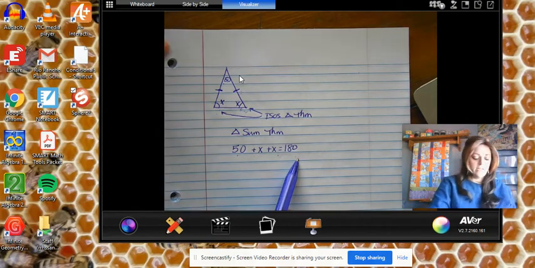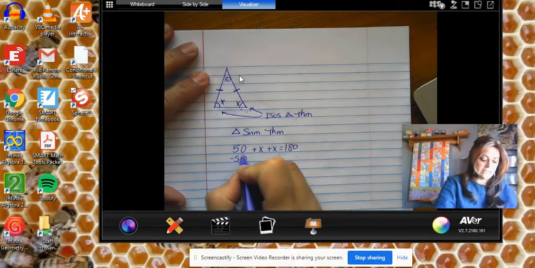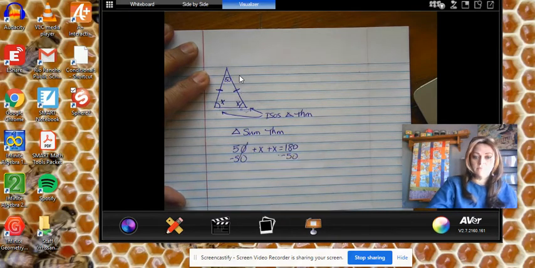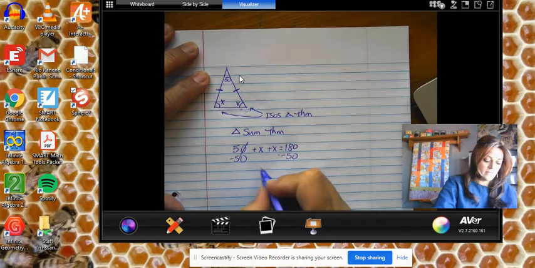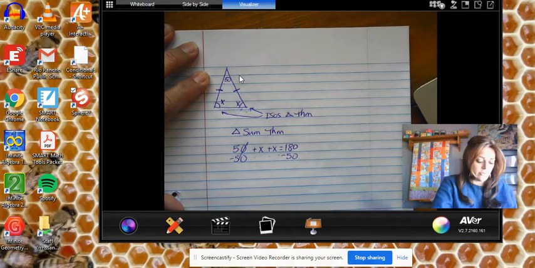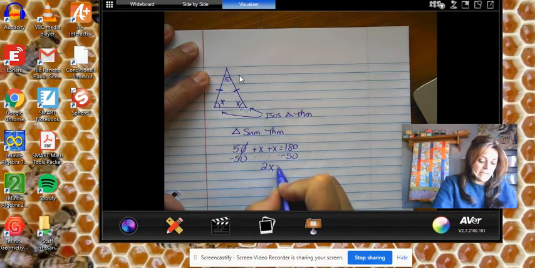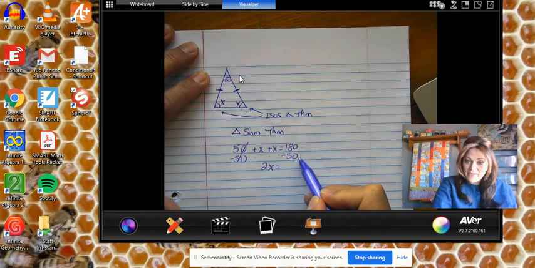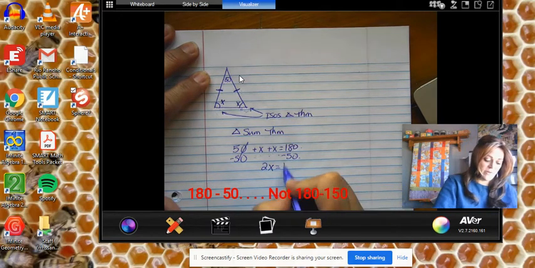All the angles of a triangle equal 180. Now you solve it. So I'm going to subtract the 50 on both sides. And actually, I'm going to put these together too. So I have an x plus another x. That's 2x. I've got 180 minus 50, and you get 130.